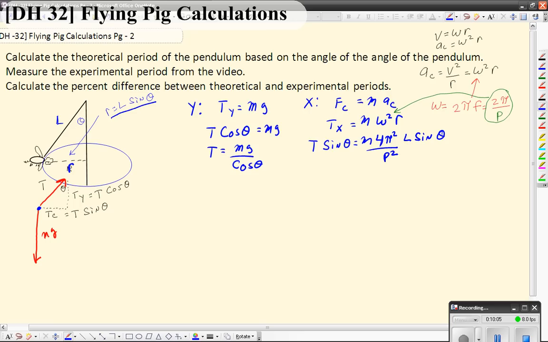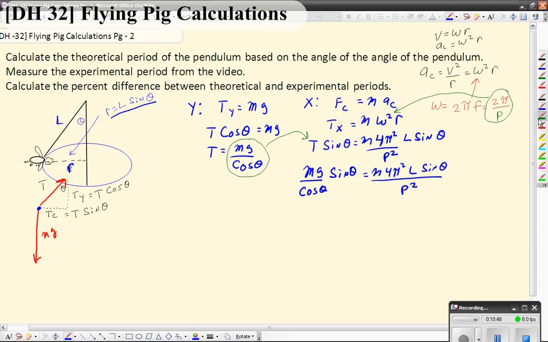One more step we want to do is we actually want to replace the T. From the y direction, we can see that the magnitude of the tension is equal to mg over cosine theta. So as I jokingly say in class, we're going to make this T disappear, not in the mafia way. And we plug that in and rewrite all this again. So this is going to be mg over cosine theta, because that's the same thing as tension, times the sine of theta equals m times 4 pi squared L sine theta over period squared.